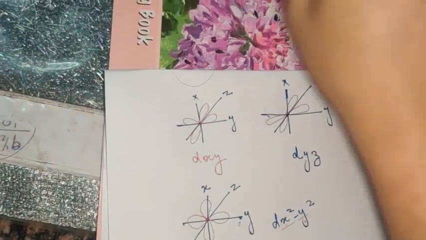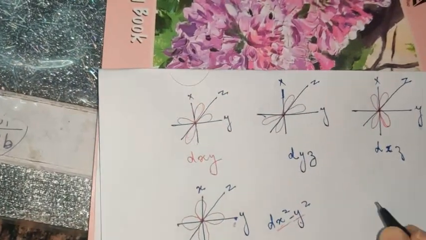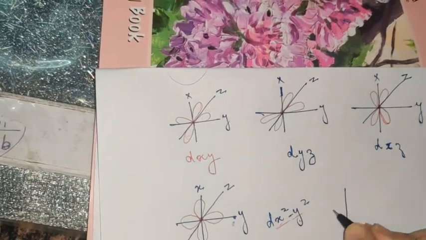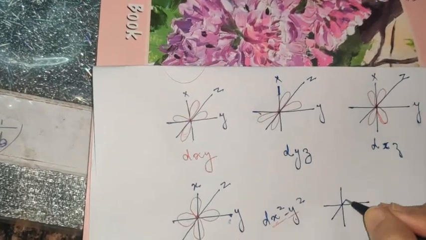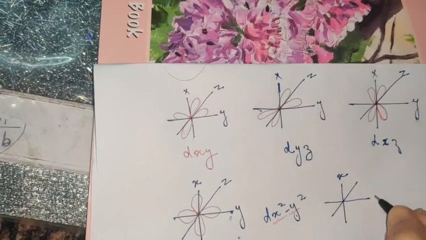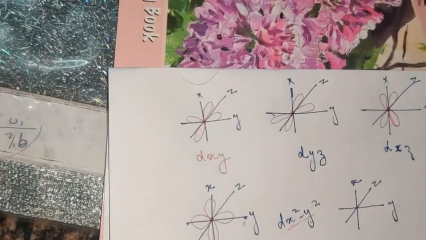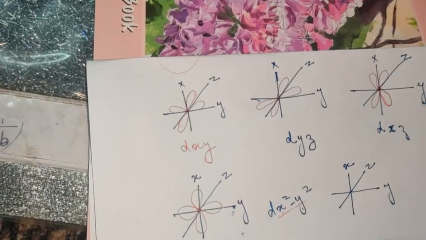Now the last is dz square. In case of dz square, suppose again I draw the three axes like this: this is x, this is y, and this is z. This has a shape of donut or the baby soother shape.